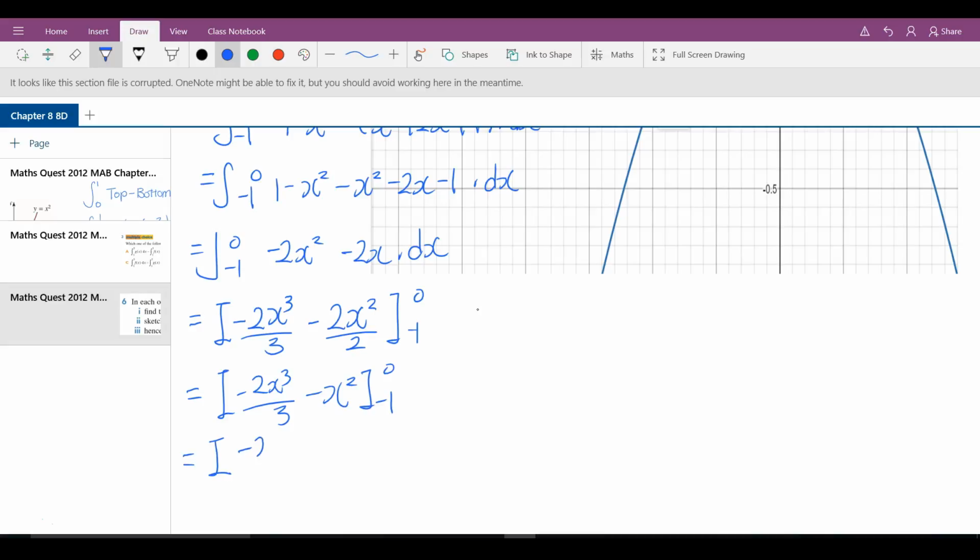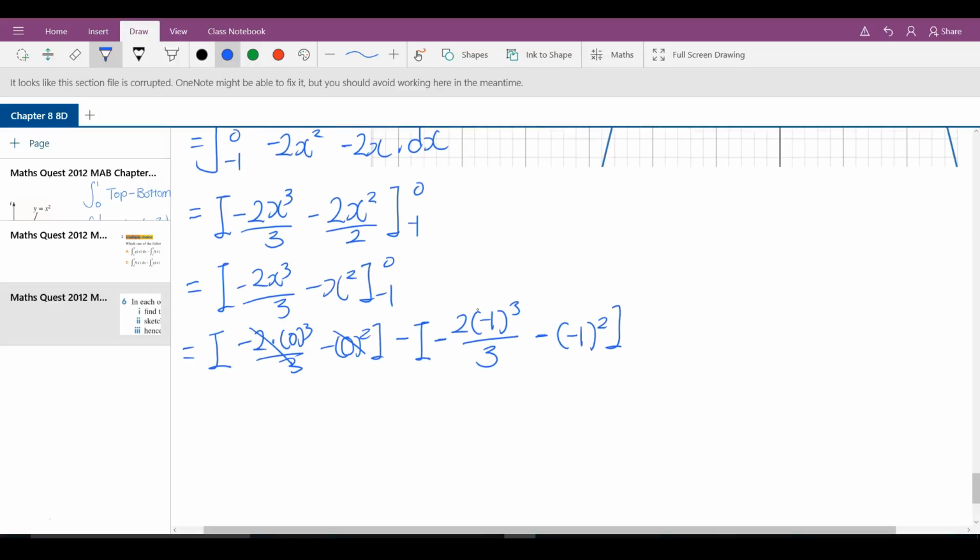All right, for the first one, it's negative 2 multiplied by 0 cubed over 3 minus 0 squared. Now we know everything becomes 0 because we've got a 0 multiplied by something or divided by something, so it becomes all 0. So don't mind the first part. So now minus negative 2, negative 1 cubed over 3 minus negative 1 squared. Right? So that's equal to, remember this minus sign is very important, don't miss it.